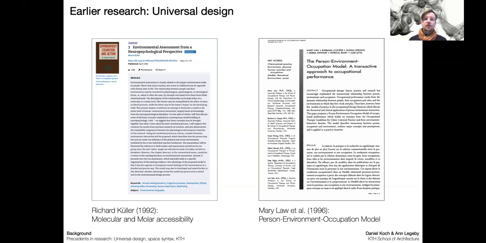And then we have the person-environment-occupation model, which is built on Gibson's affordance model, and more or less does the translation that we are also doing, saying, okay, species level, but we can also understand this on the individual level, with individual differences and so on. It's a little more complex, but this is where we slot into urban universal design research.